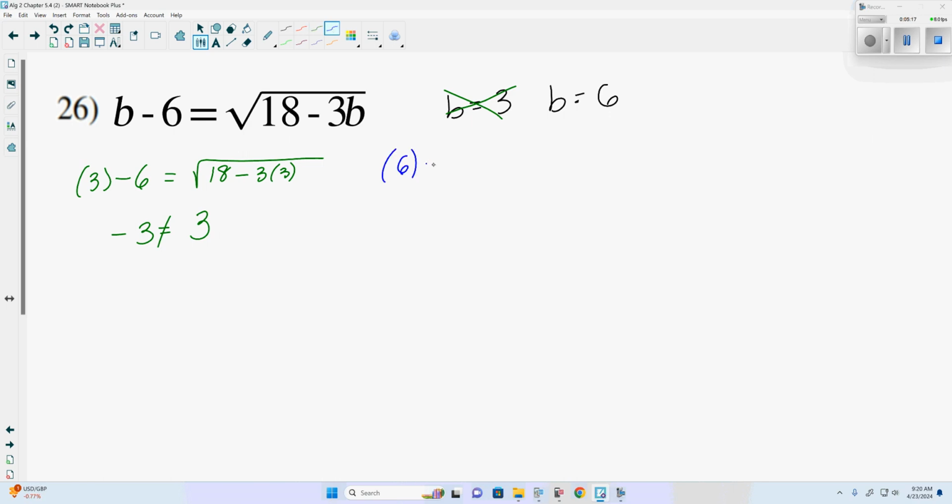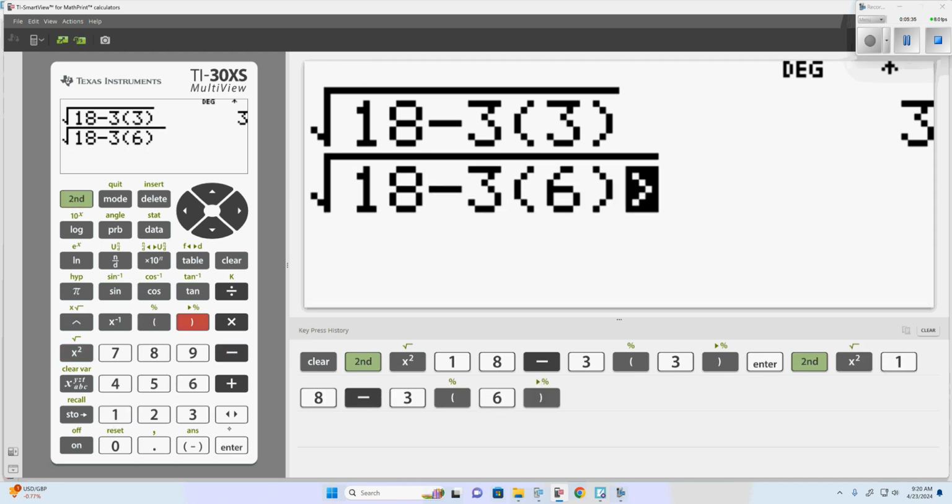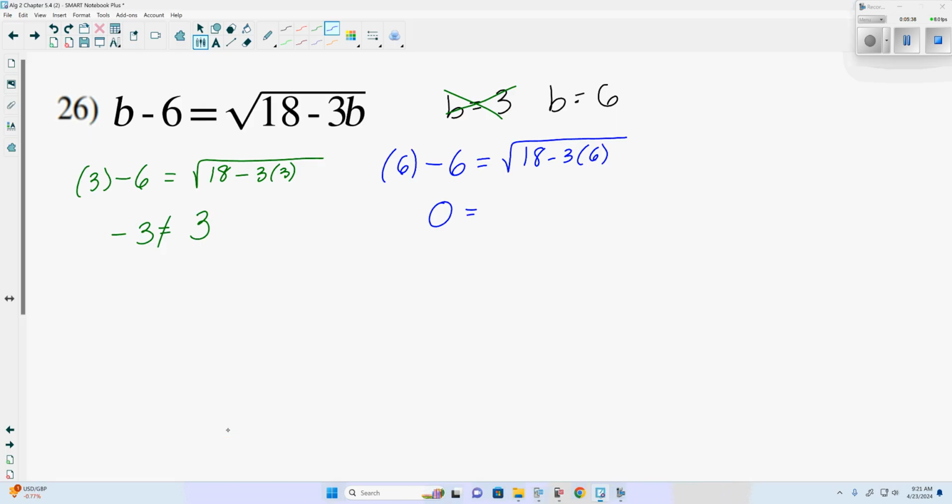The other solution we have is 6. 6 minus 6 is equal to the square root of 18 minus 3 times 6. Well, the left-hand side is kind of nice because 6 minus 6 is 0. If we check the radical, 18 minus 3 times 6 is also 0. So our only solution for this here is that b is equal to 6. So even though both of the solutions were positive, one of them worked and the other didn't. Questions on any of this here? We ready for the next one?